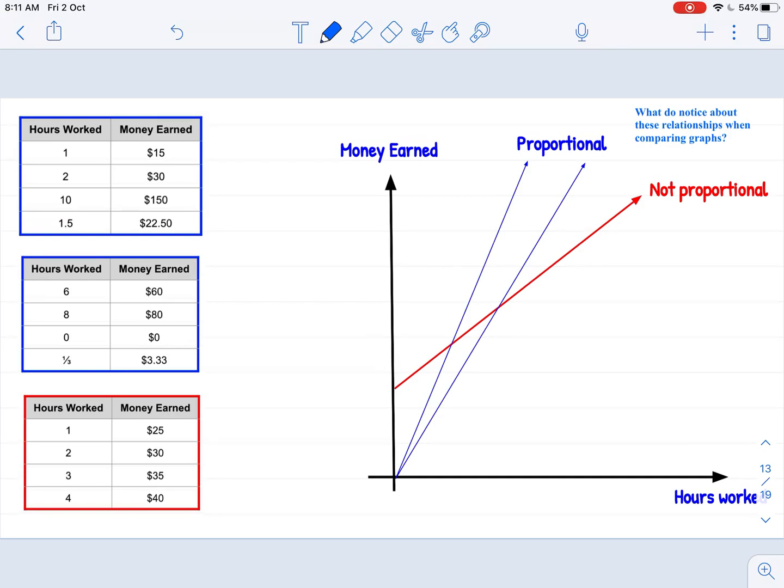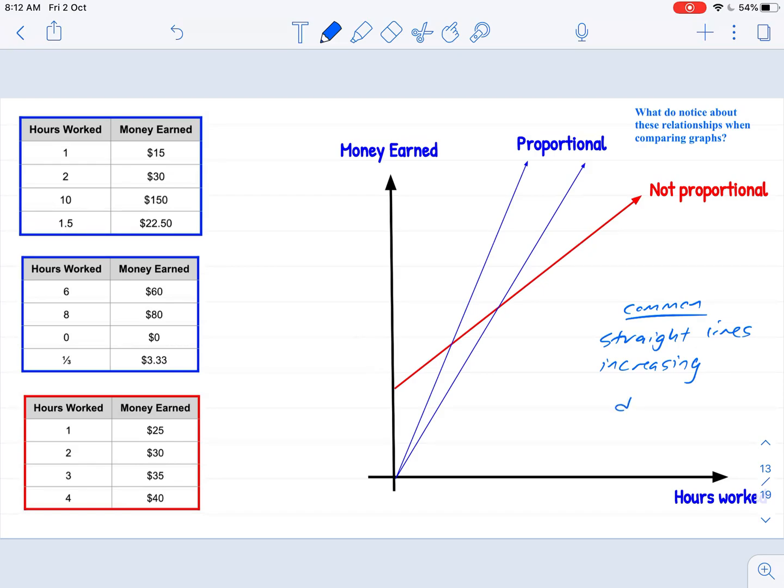All right, you might have said some different things. Some of the things that I noticed, things that are in common: they're all straight lines, which means that there's a constant rate of change. You might also say that they're all going up or that they're all increasing. Something along those lines, like in each of those, the money is increasing the more hours that you worked. And you might have come up with some other things.